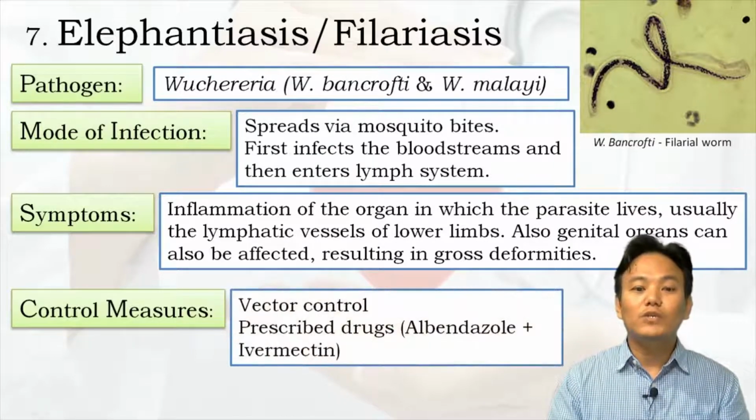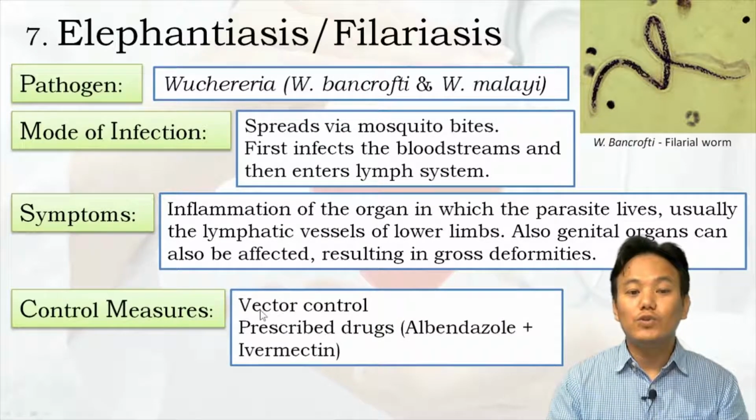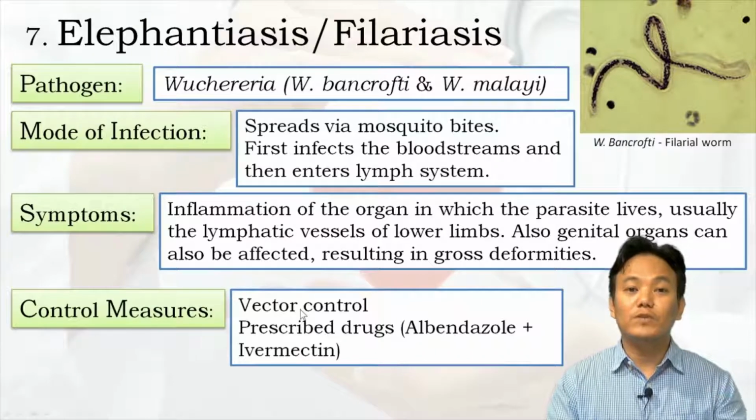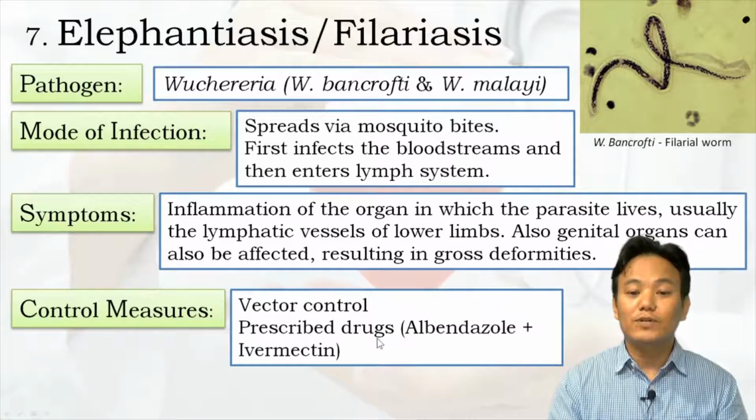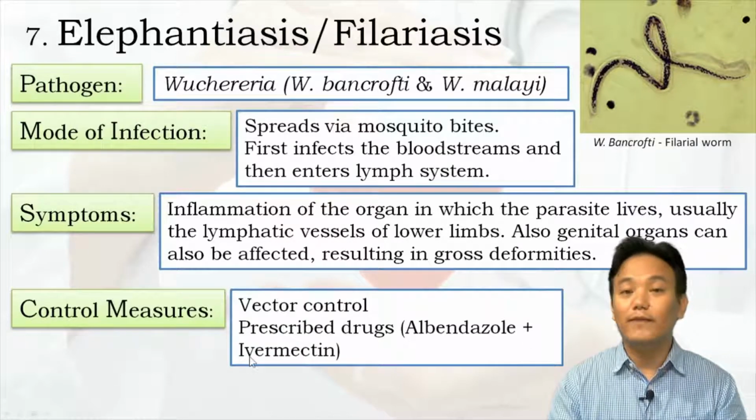And what are the control measures? Since it is spread by mosquitoes, vector control is the primary control measure. So you should try to prevent mosquitoes from breeding around your household. And if you suffer from filariasis, if the filarial worm enters your body, the doctors can prescribe drugs like albendazole in combination with ivermectin.